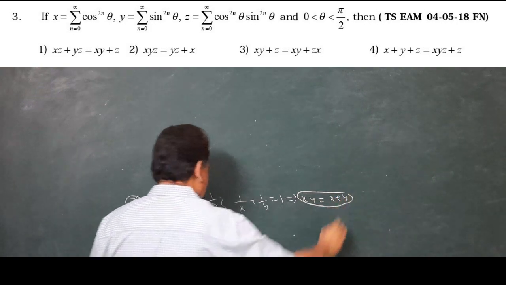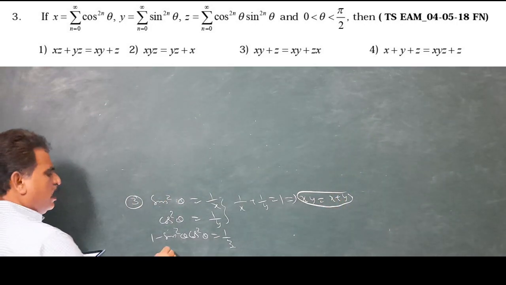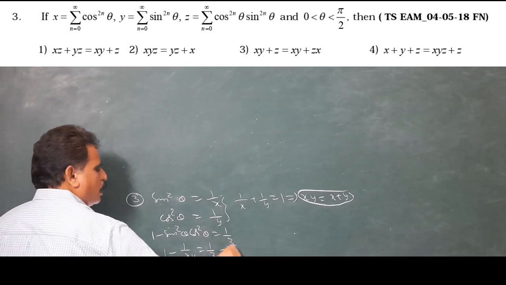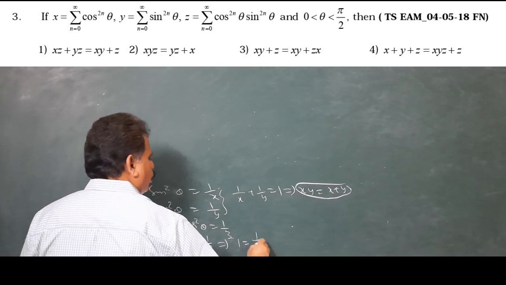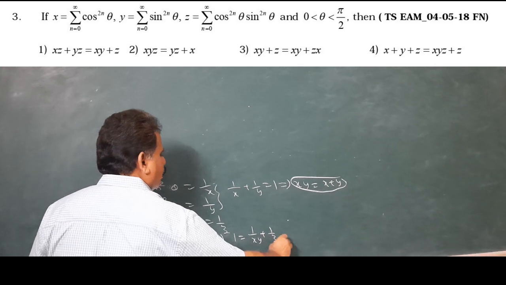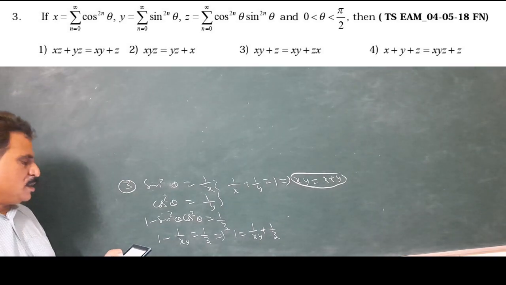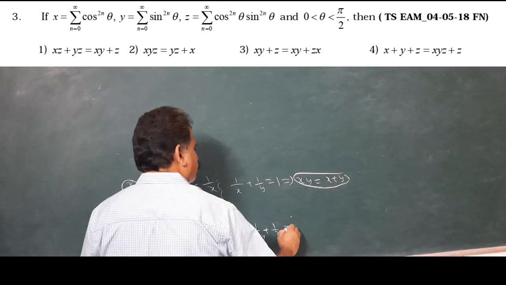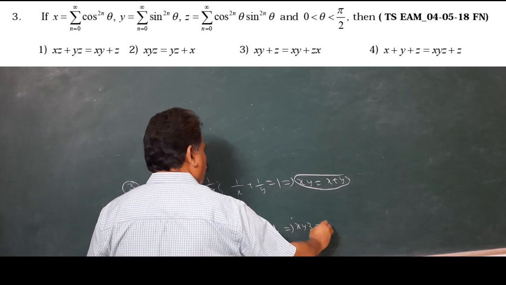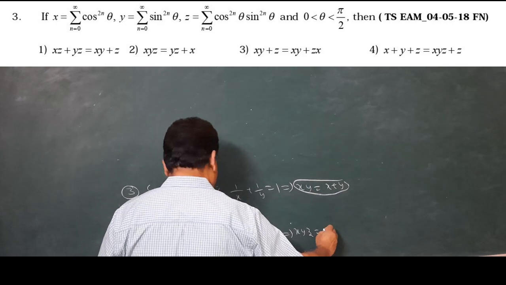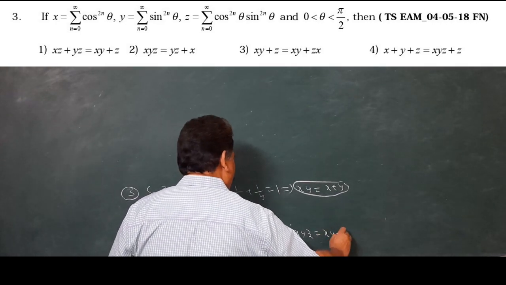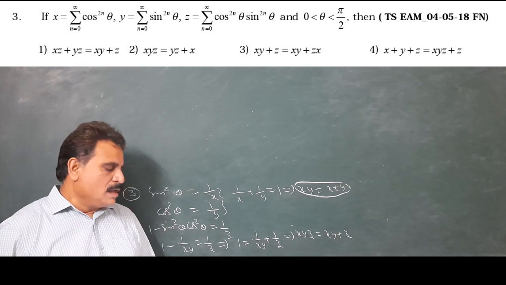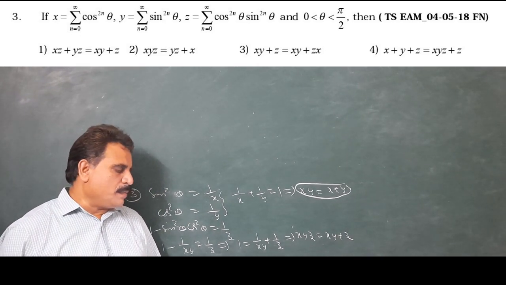This is one equation. Next, from this, 1 minus 1 by xy equal to 1 by z, which implies 1 equal to 1 by xy plus 1 by z. By cross multiplication, xyz equal to xy plus z. But here, observe the options.